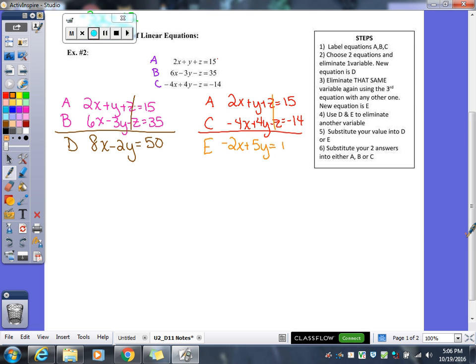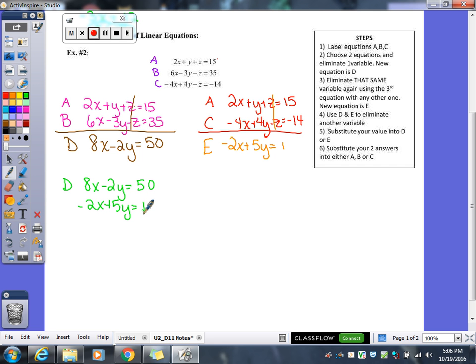So now if you look at equation D and equation E, we have 2 variables now. We have an 8x minus 2y equals 50, and then over here I got an x and a y. So I'm going to use those 2 equations now to eliminate another letter.